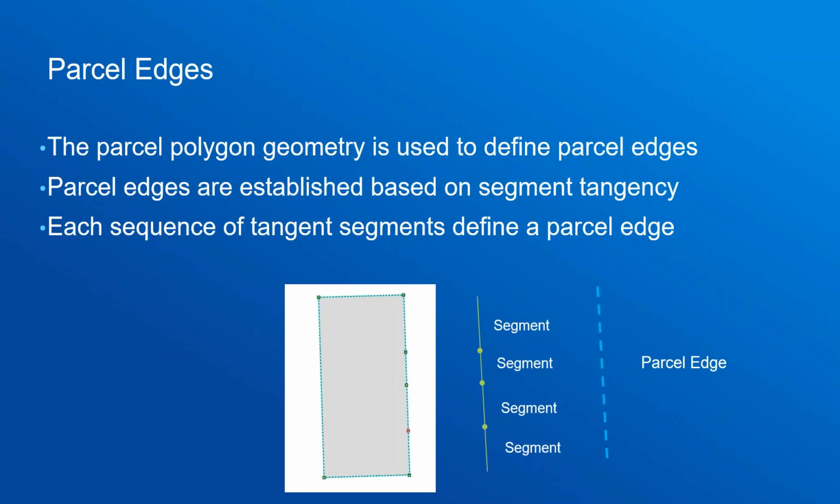So what do we mean by a parcel edge? Really, we're just talking about a way to look at the parcel polygon's shape and determine where we have segments that are tangent to one another. And where we have a sequence of tangent segments, this defines a parcel edge.